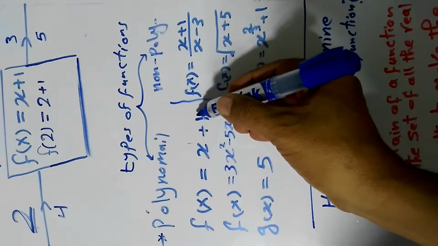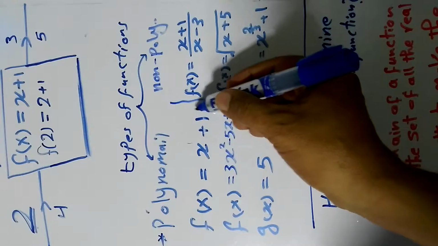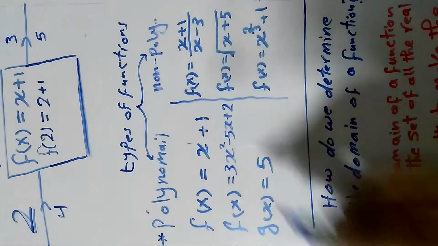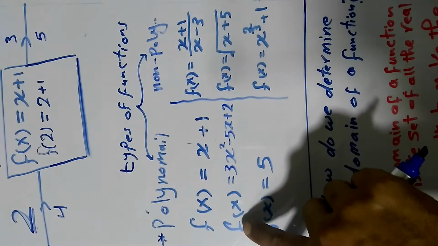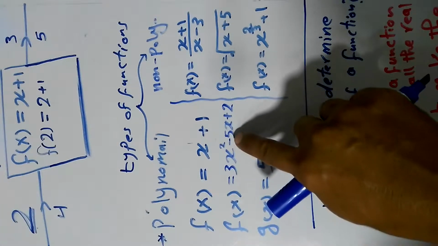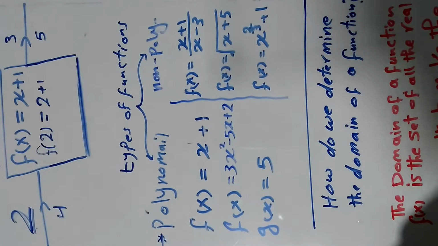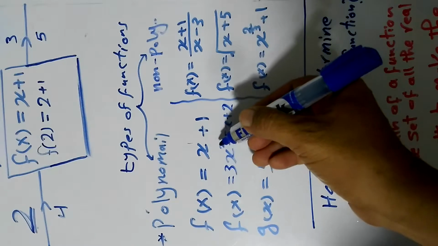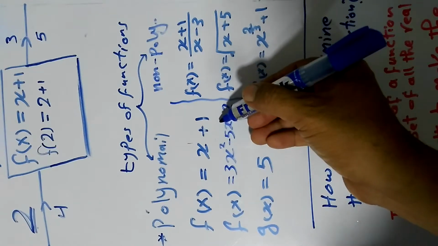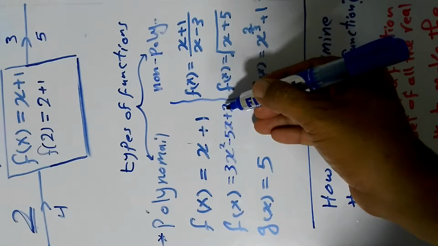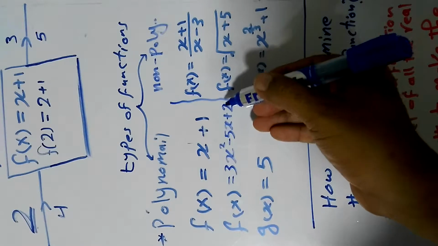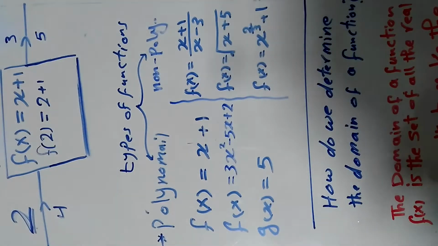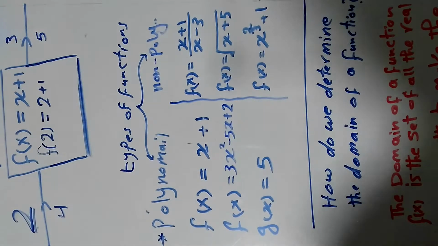The power of x in the constant term, there is no x, so you can say it's x to the power 0. Still, the power is a natural number, so this is a polynomial. If f of x equals 3x squared minus 5x plus 2, this is also a polynomial. Why? Because the power of the variable x here is 2, a natural number. Here it's 1, a natural number. Here is 2, which is a constant, and you can say it's 2x to the power 0. Still the power is a natural number, so this is a polynomial function.